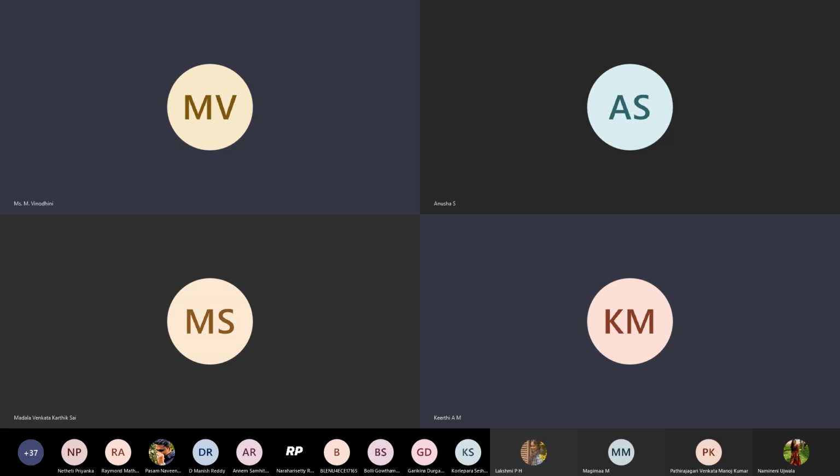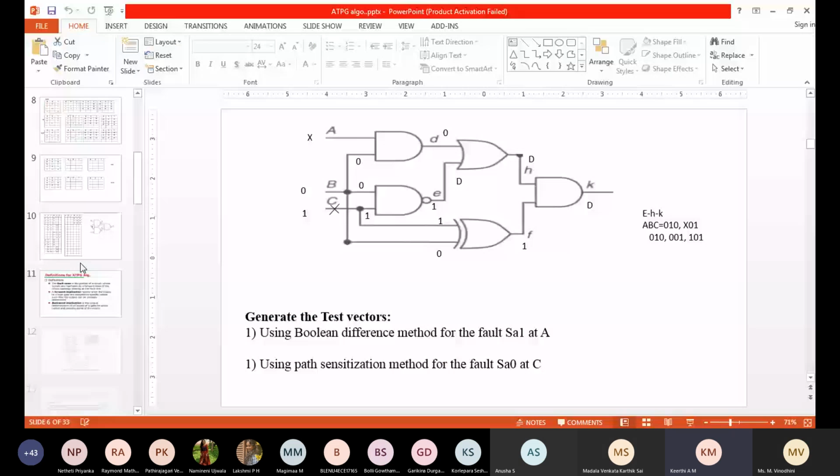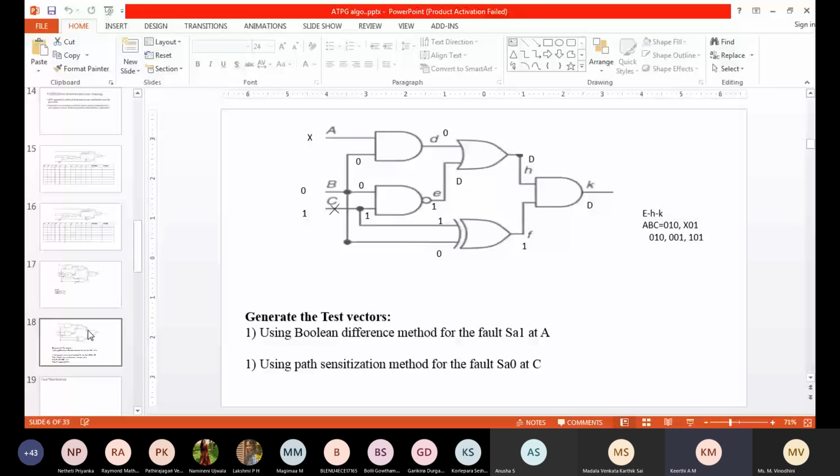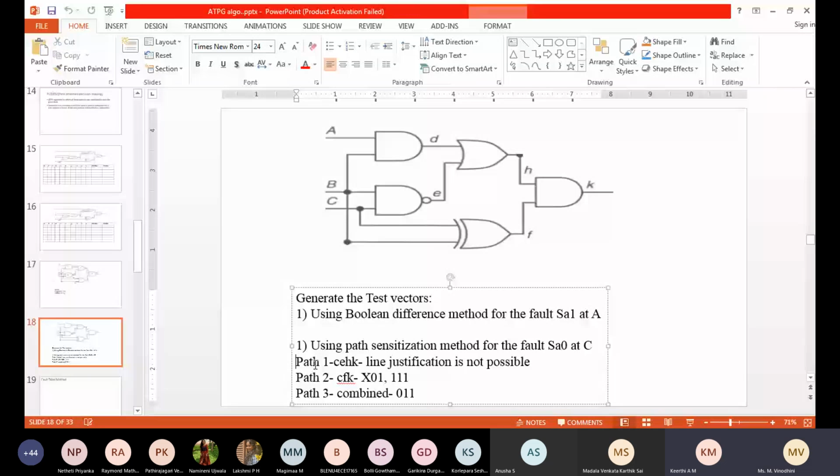In XOR, when you want to propagate D, what should be the other input? You can take 0 or 1. Anything. If you take 0, what will you get? If you take 1, what are you getting?